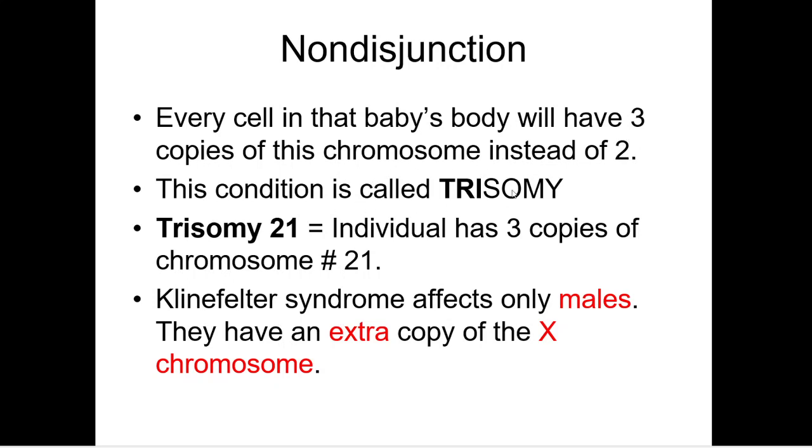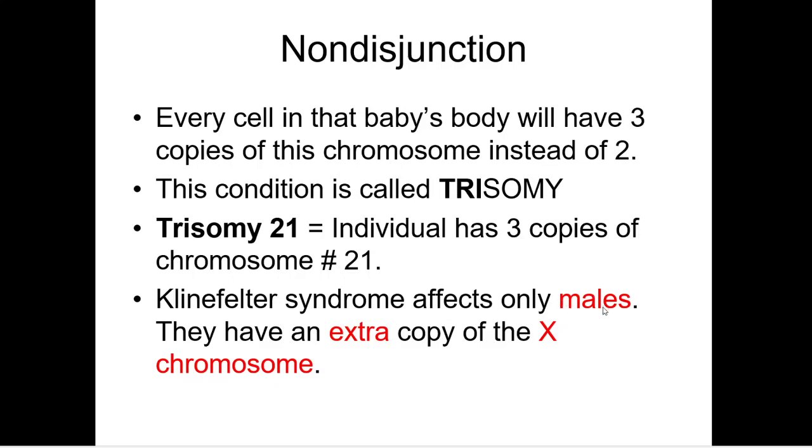And this condition is called trisomy, okay? So now they have three copies. Crazy, right? Because you get one from the dad and two from the mom, or two from the dad and one from the mom, so that you get three copies. And one of the most common ones that you will see around is called trisomy 21. And that just means the individual has three copies of chromosome number 21, okay? And this is what you would see as Down syndrome, okay? And so children who have Down syndrome actually do have the three copies of chromosome 21.